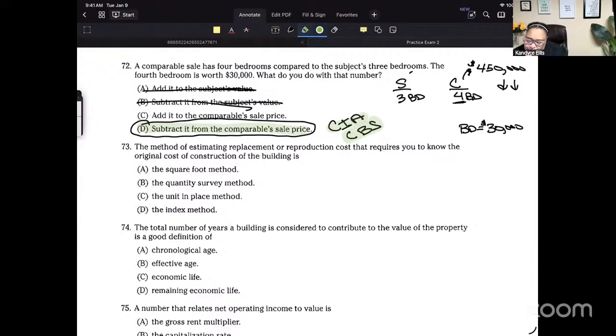I've never heard of the index method, but what's killing me is this part that says the original cost of construction of the building. I'm assuming the quantity survey method because you've got to have the profit and the labor. I've never heard of the index method. I hate not having an answer key. How am I supposed to learn?